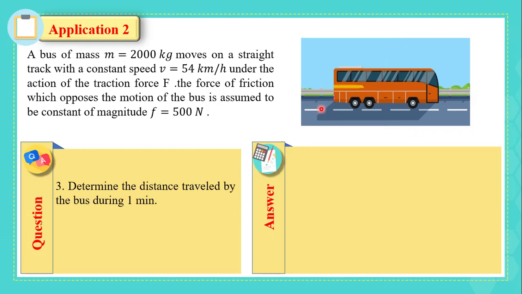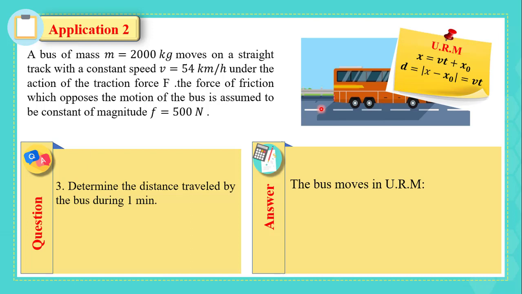Now in the last part, you are asked to determine the distance traveled by the bus during 1 minute. Remember that the bus moves in a uniform rectilinear motion, and in a uniform rectilinear motion, x is equal to vt plus x0, which means that the distance traveled is equal to vt. We have the speed of the bus during its motion, and we have the duration of time, so we can replace them and calculate the value. Don't forget to convert the units.